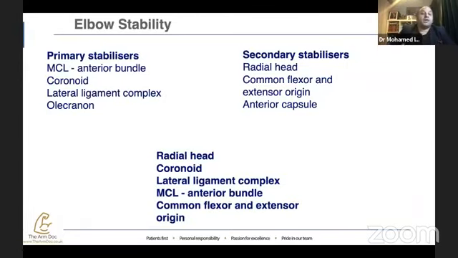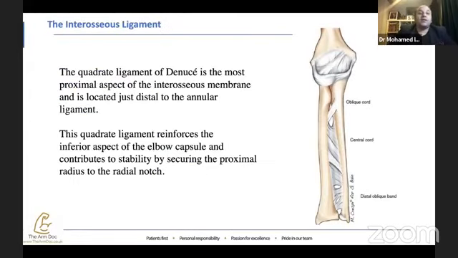While we often think of static and dynamic restraints, O'Driscoll from Mayo Clinic has described the forces of stability, which consider both dynamic and static restraints as primary and secondary stabilizers. Primary restraints are mentioned here, secondary restraints here. The capsule is crucial. We should also be aware that the interosseous ligaments, mainly the quadrate ligament and the central ligament, have a role in elbow stability as well.